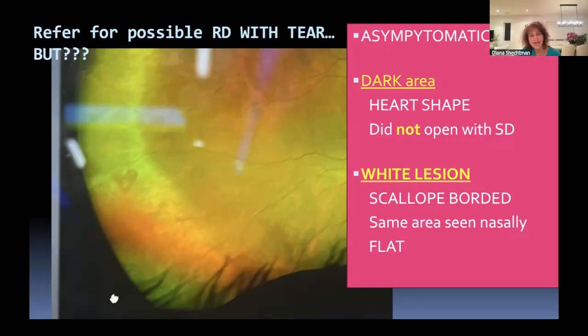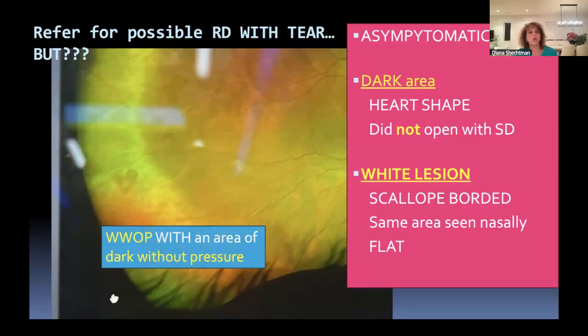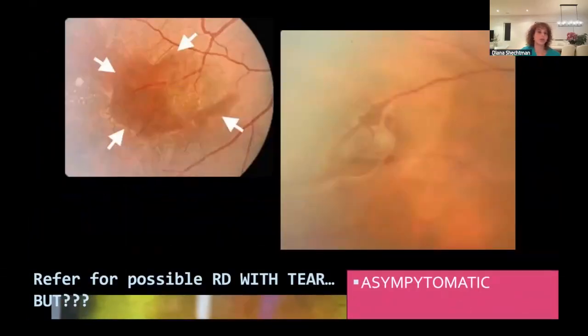That whole entire lesion, that white lesion, there was a similar appearance on the nasal side. It does have a scalloped border, and in reality, when you're looking at it at the 90, even though this view makes it look like it's elevated, it's actually flat. This is nothing more than white without pressure with an area of dark without pressure within. But they can look very similar to a retinal detachment with a retinal break.